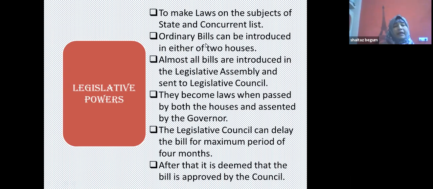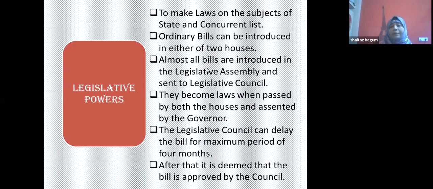Ordinary bills can be introduced in either of the 2 houses. We have 2 kinds of bills, ordinary bills and money bills. Ordinary bills pertain to the non-economic and administrative affairs of the state. The bills pertaining to the non-economic and administrative affairs of the state are called ordinary bills. Ordinary bills can be introduced in any of the houses, either in legislative assembly or in legislative council.